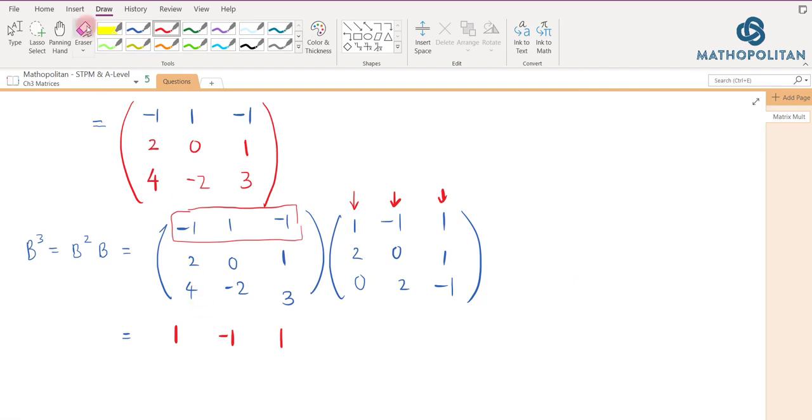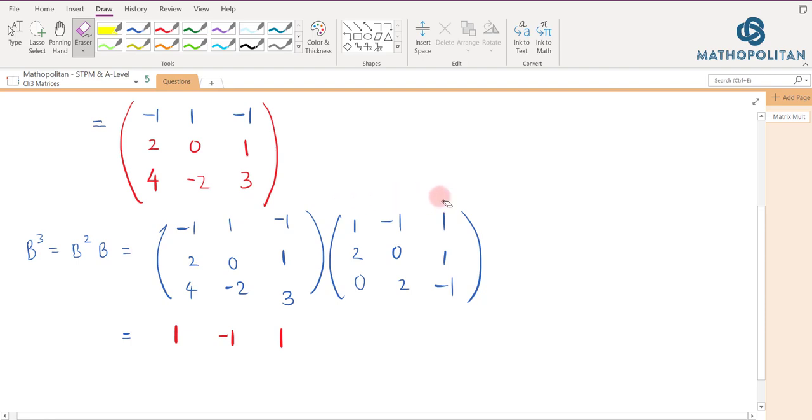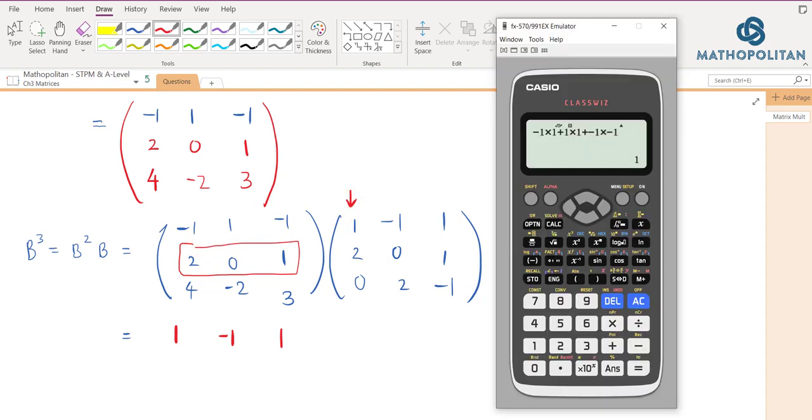Then we move down to the next row. For the next row here, we have 2, 0, and 1. Then we multiply to the first column. So that will be 2 times 1 plus 0 times 2 plus 1 times 0. So that's 2.